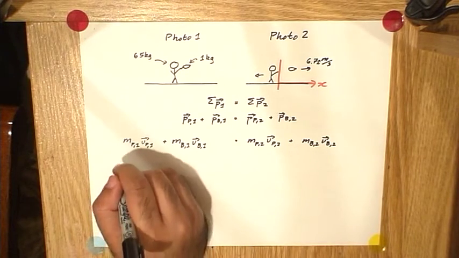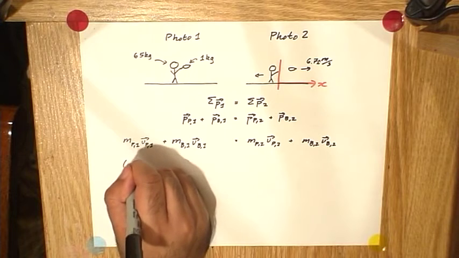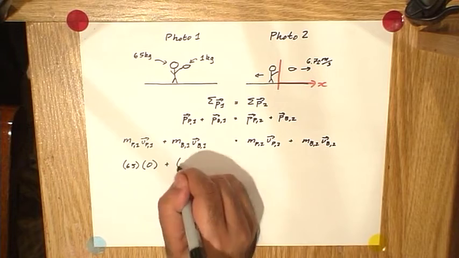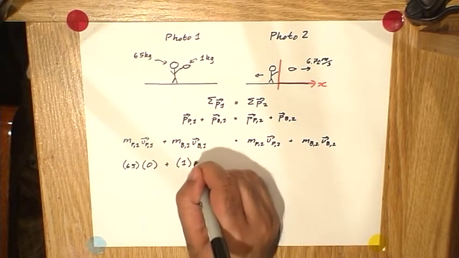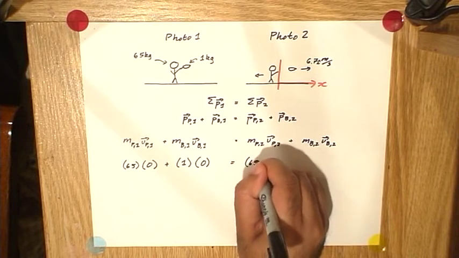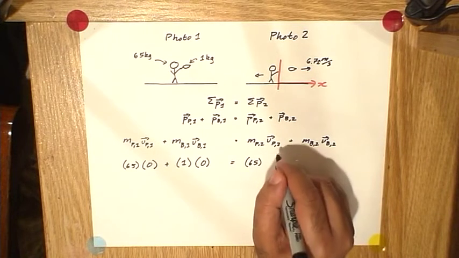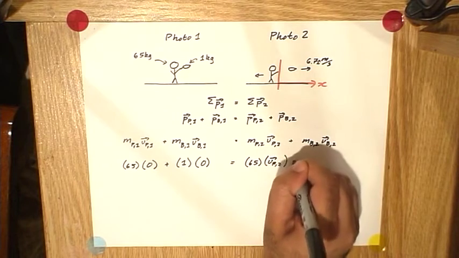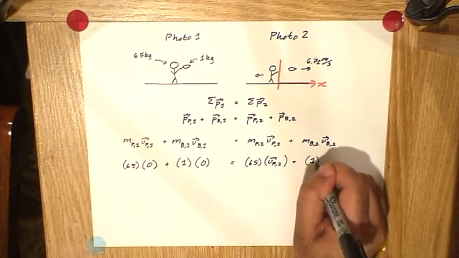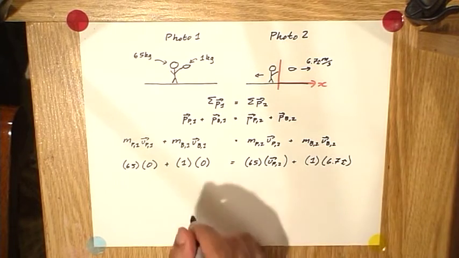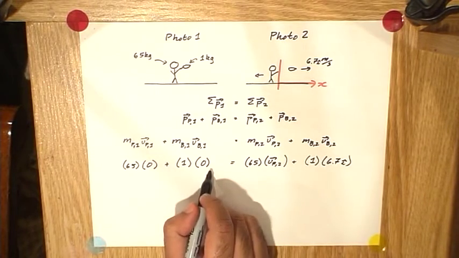Substitute in what is known. Mass of the person, 65. Velocity of the person, 0. Plus mass of the ball, 1. Velocity of the ball, 0, is equal to mass of the person, 65. Velocity of the person, unknown. Plus mass of the ball, 1. Velocity of the ball, 6.7 i hat. Very simple. The entire left side works out to 0.